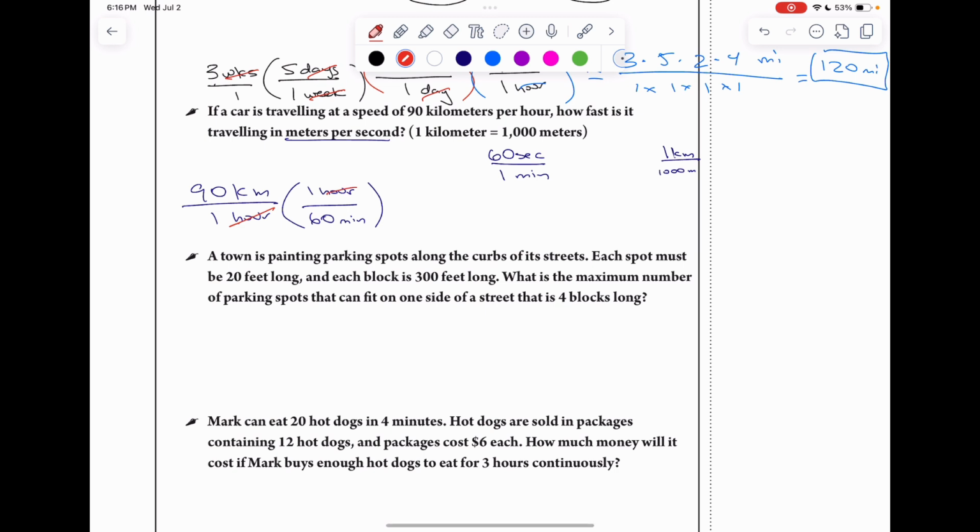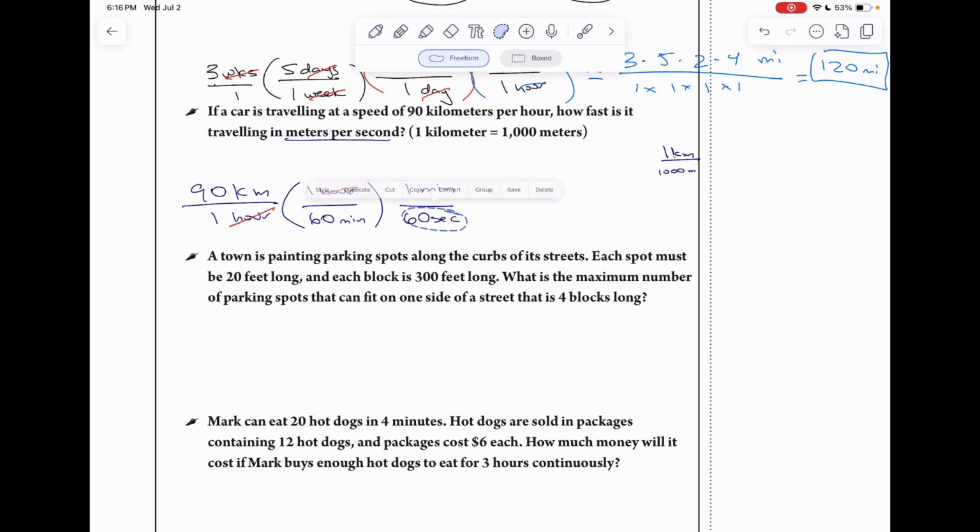Now I have minutes, but I didn't want minutes. I wanted seconds. So let me grab my other conversion factor. Can I put it in like this? Oh no, do you see we have both of our minutes in the denominator? That's not good. We need them to cancel. We need to swap them. So let's go ahead and swap them. Put this guy up top. Let's put this guy on the bottom. Okay, good swap.